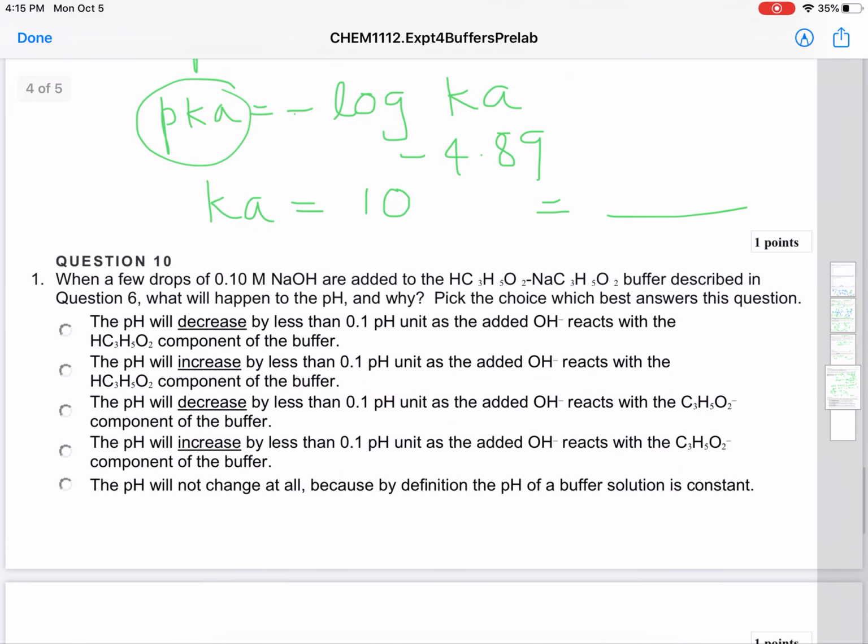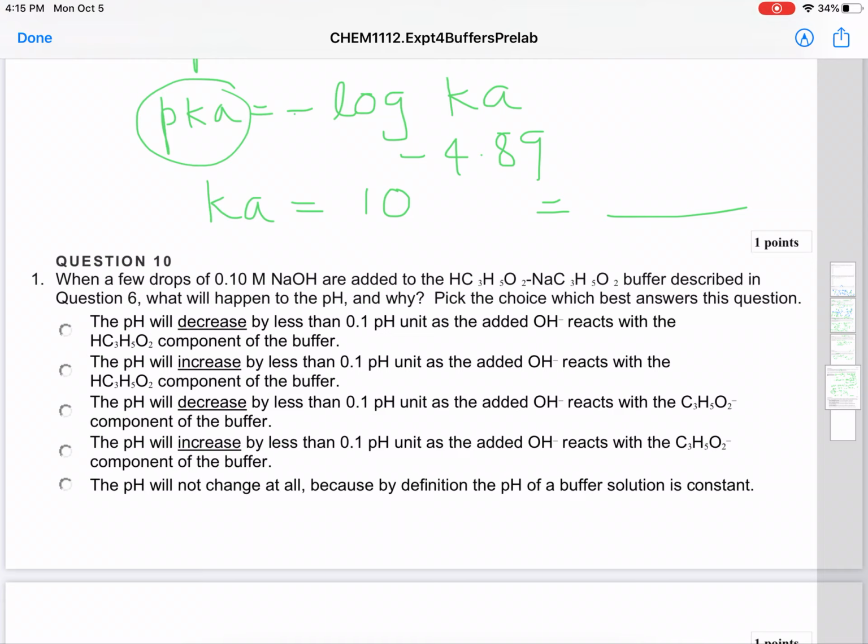Okay, last one. When a few drops of 0.1 molar sodium hydroxide are added to HC3H5O2, oh, that's propionic acid, a propionic acid and sodium propionate buffer, the buffer that we were talking about. Now we have made a buffer solution. So you add a few drops of sodium hydroxide to the same buffer that we just described. What will happen to the pH and why? Pick the choice which best answers this question.